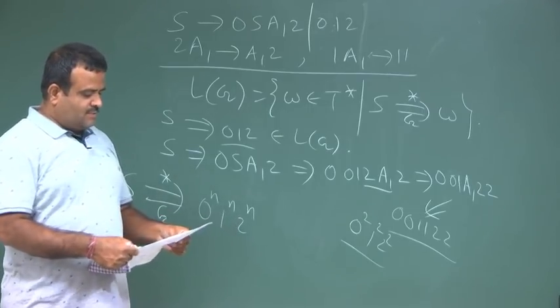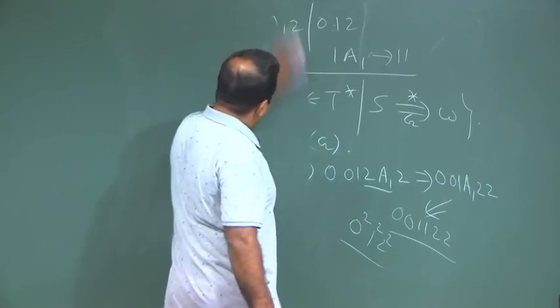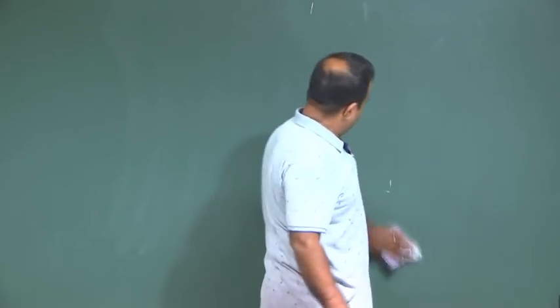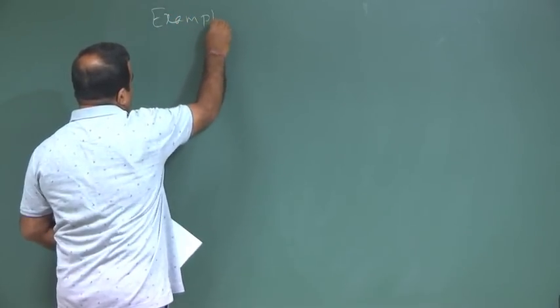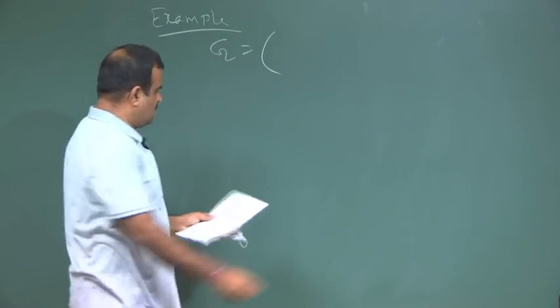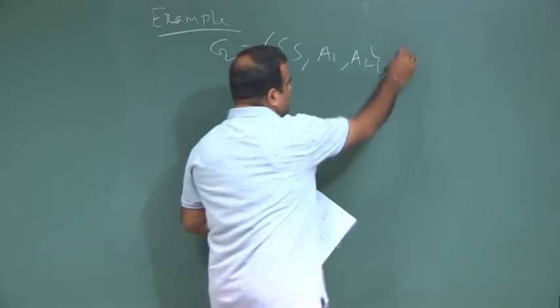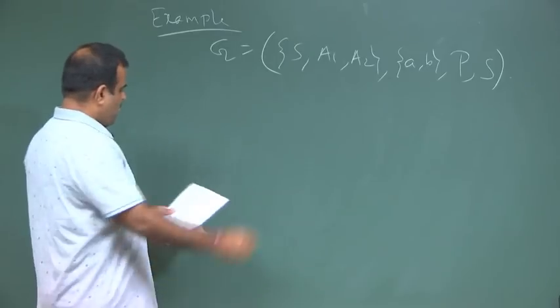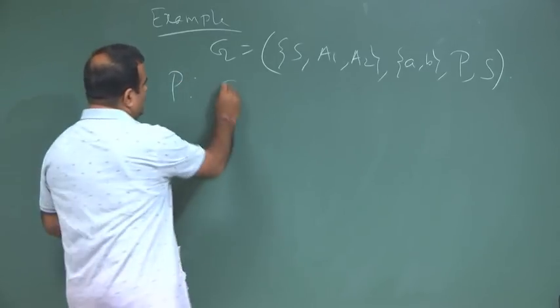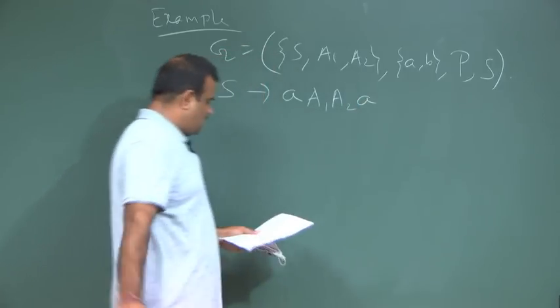Yeah, so we can take another example. We can take another example of this type of grammar. Say G, the variables are S, A1, A2, say, and the terminals are A, B, and this is P, this is S, and the P consists of S is going to A1, A2, A, no problem so far.